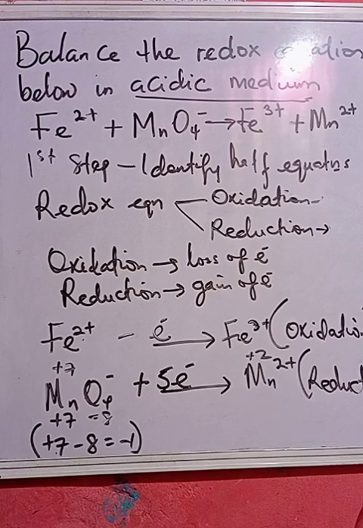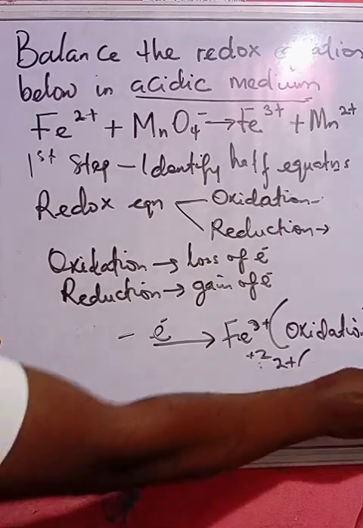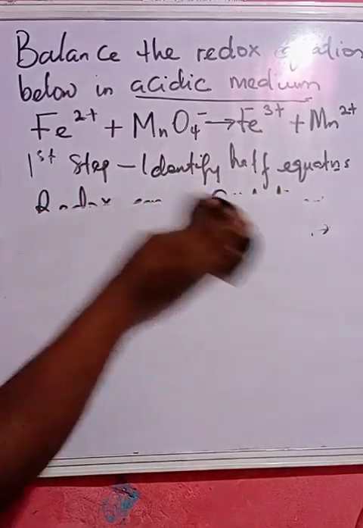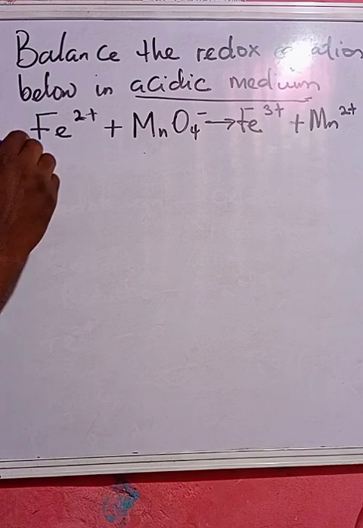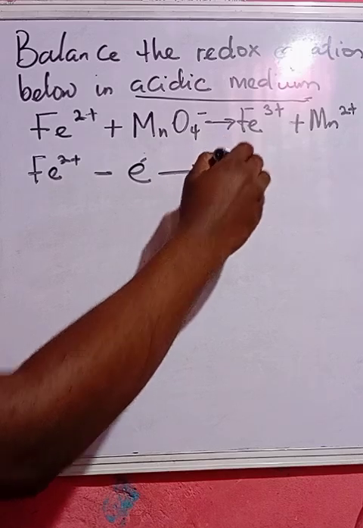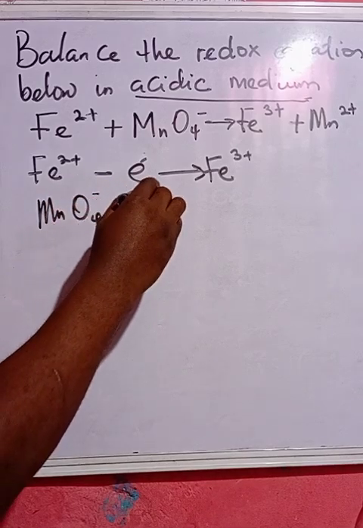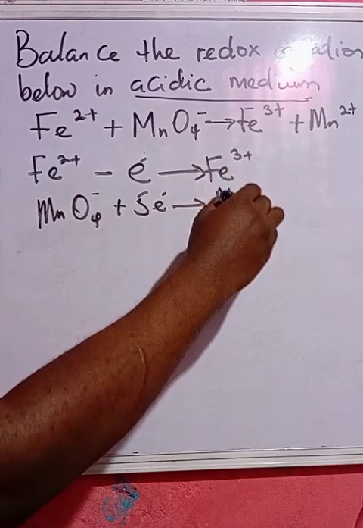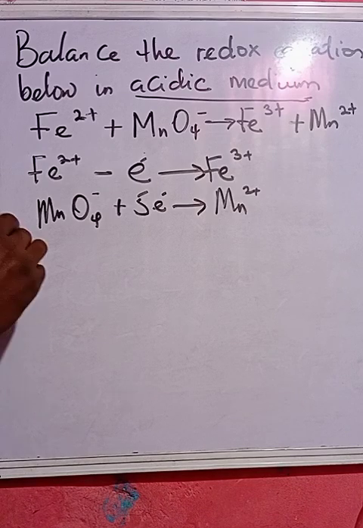Now I'm going to rub this off, so we go to the next stage of balancing this redox equation. Take note of this. From the last step, we identified that Fe lost one electron to give us iron 3 ion, while tetraoxomanganate 7 accepted 5 electrons to give us the manganese ion. Now the next step is to balance the atoms in acidic medium.